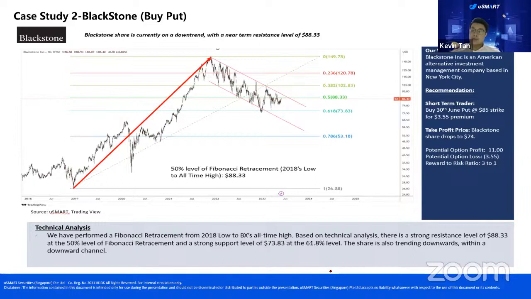So this is one way for you to basically short the market without having to worry about your margin facilities, your margin call and things like that. And basically you have an opportunity for very big upside while you limit your potential loss to just your option premium.